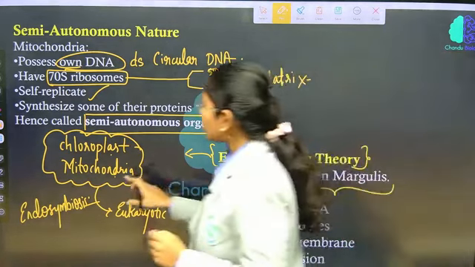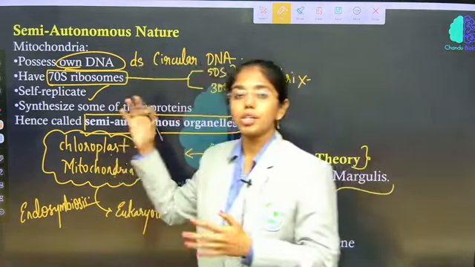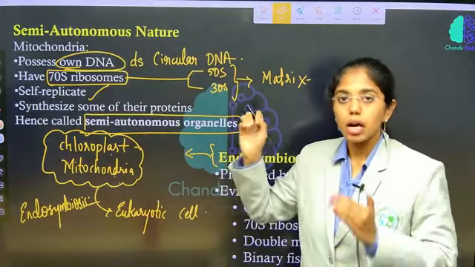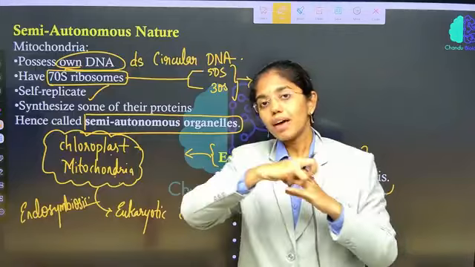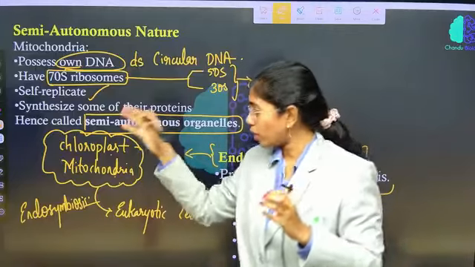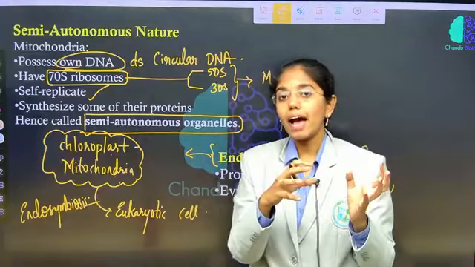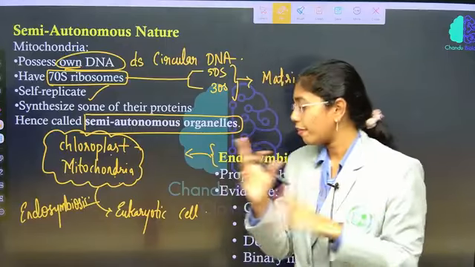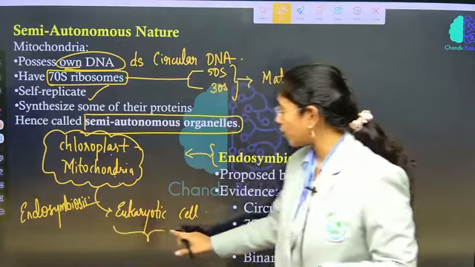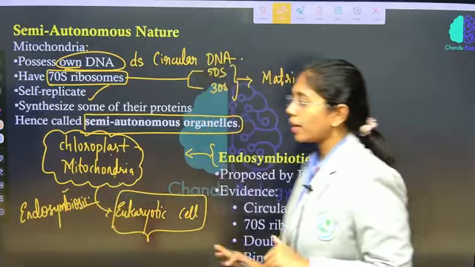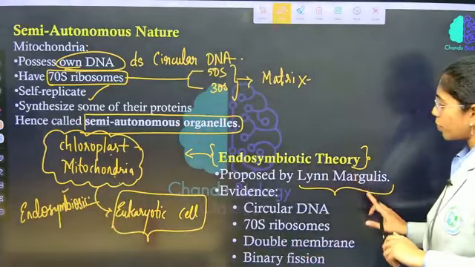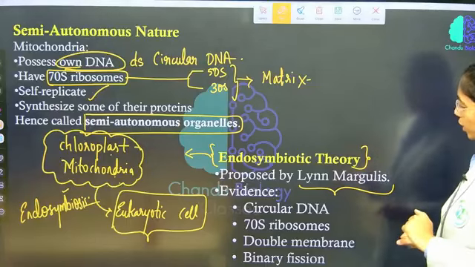Once upon a time, these were the ancestors, independent cells, but in due course of evolution, eukaryotic cells engulfed the mitochondria and chloroplast, and they became part and parcel of the eukaryotic cell through endosymbiosis. This is what the theory explains, and it was proposed by Lynn Margulis.